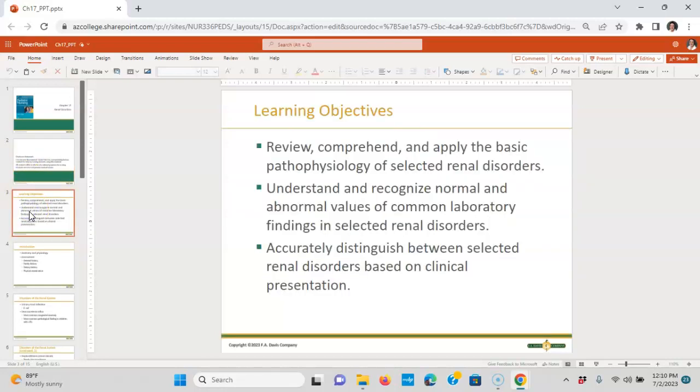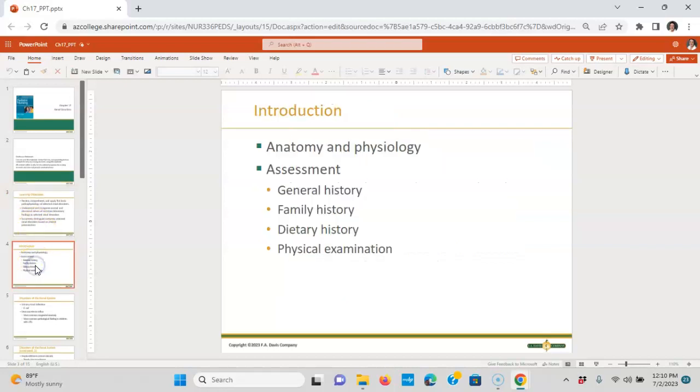In this chapter, we're going to go over renal disorders, the lab findings, and selected renal disorders based on clinical presentation. All right, so let's go back to basics. Anatomy and physiology in your book on page 401. There are 2 kidneys in the retroperitoneal space next to the vertebrae, slightly above the belly button.